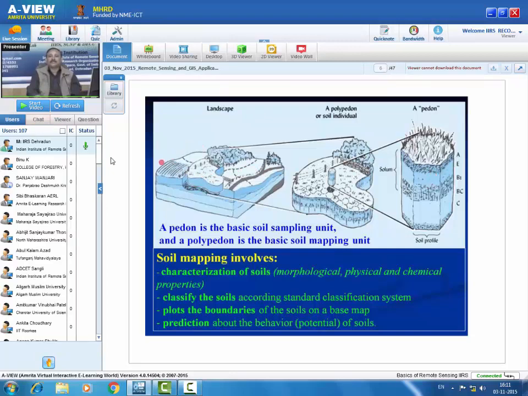But how to characterize this landscape is based on our remote sensing data analysis. Remote sensing helps us to delineate landscape units, and once we have delineated the landscape unit, any point in it where we take the soil profile will represent the soil of the entire landscape unit.